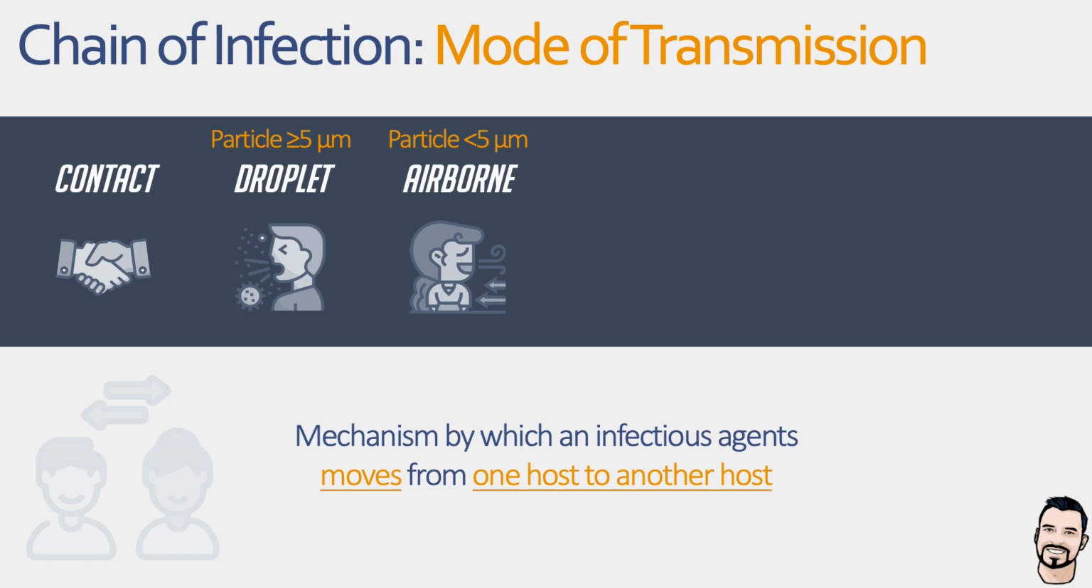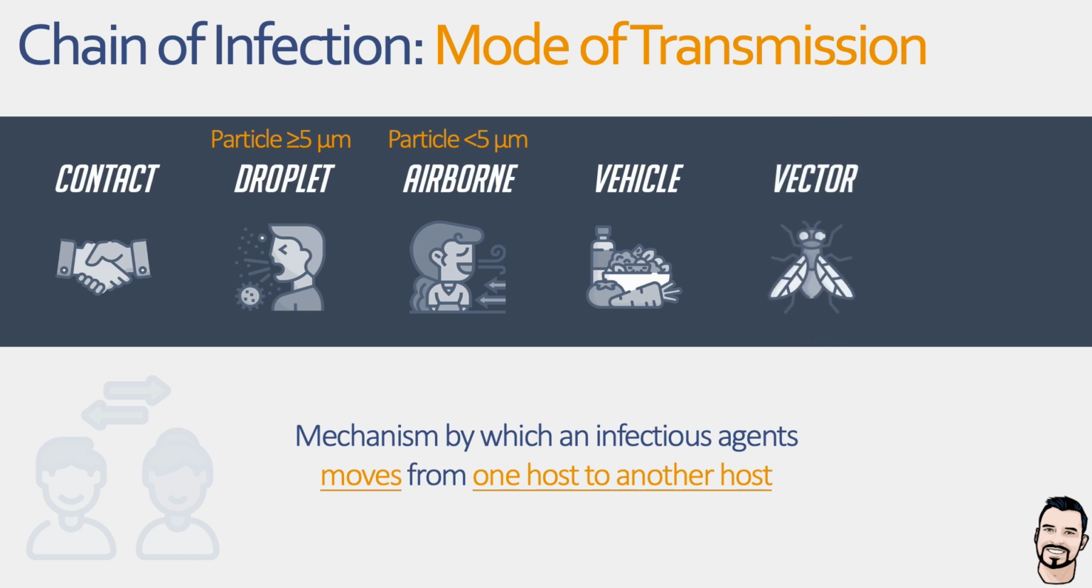Okay, so our next mode of transmission is vehicle transmission, where infectious agents are spread through a contaminated, inanimate object that is typically ingested. And so this includes things like food, such as undercooked chicken contaminated with Salmonella species, dirty water contaminated with Vibrio cholerae. We can even consider contaminated blood products and the transfer of the hepatitis C virus as a form of vehicle transmission.